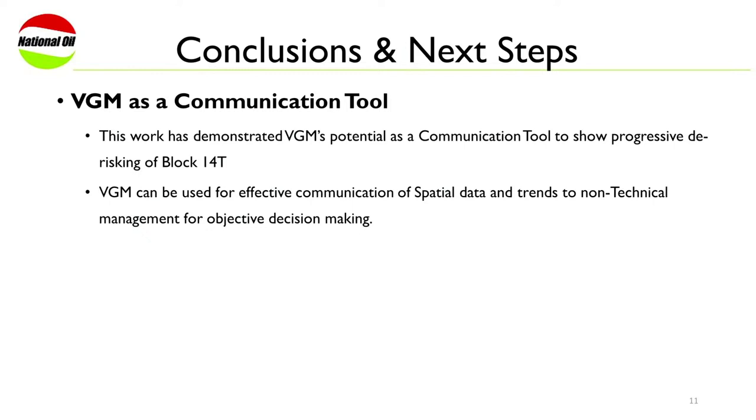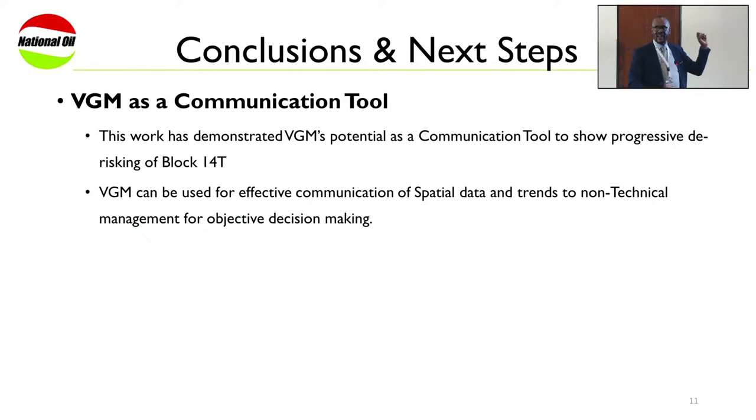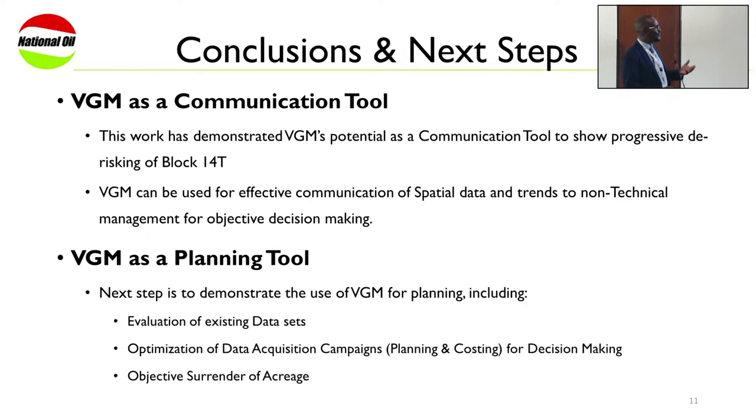Without just looking at points spread all over the place, and you don't know whether they are gravity, magnetics, magnetotellurics, or whatever they are, right? So it's very effective for communication of spatial data and trends to even non-technical people. This is a tool you can use for management to justify, for example, if we are showing a map like we did, we can see very clearly what is remaining to be done to be able to complete the mapping of the area. The next step really is to see how we can use it as a planning tool.